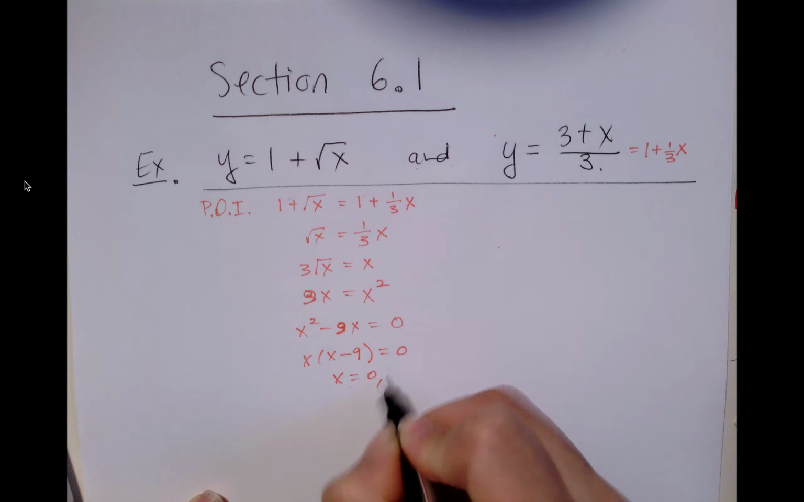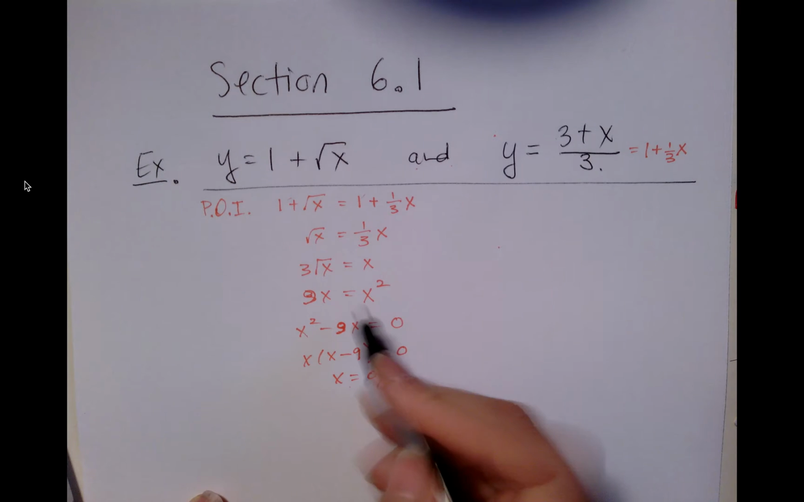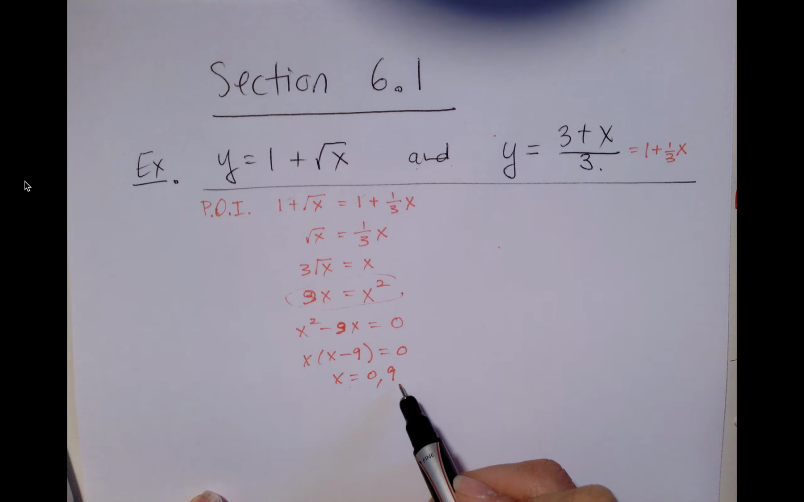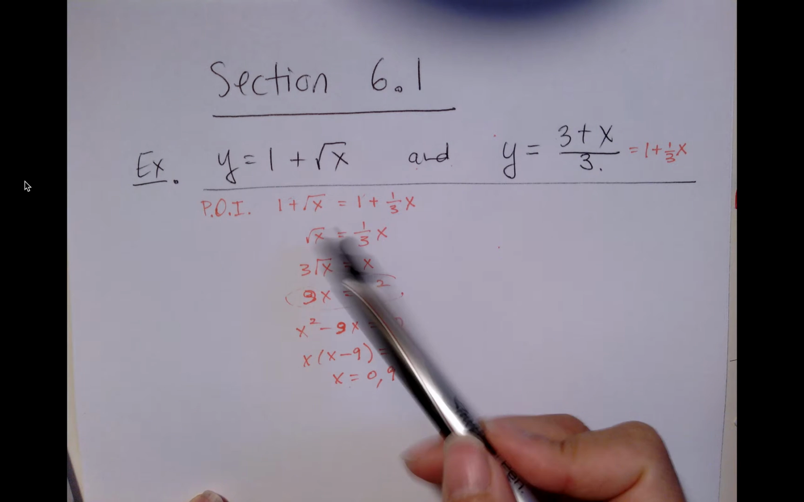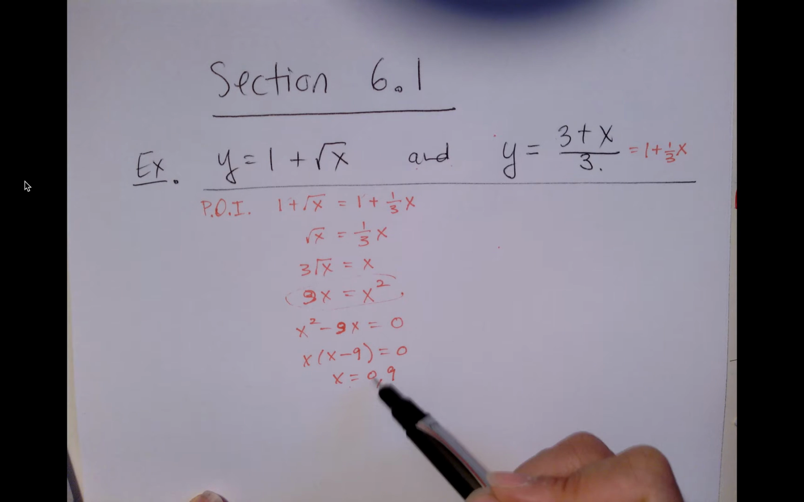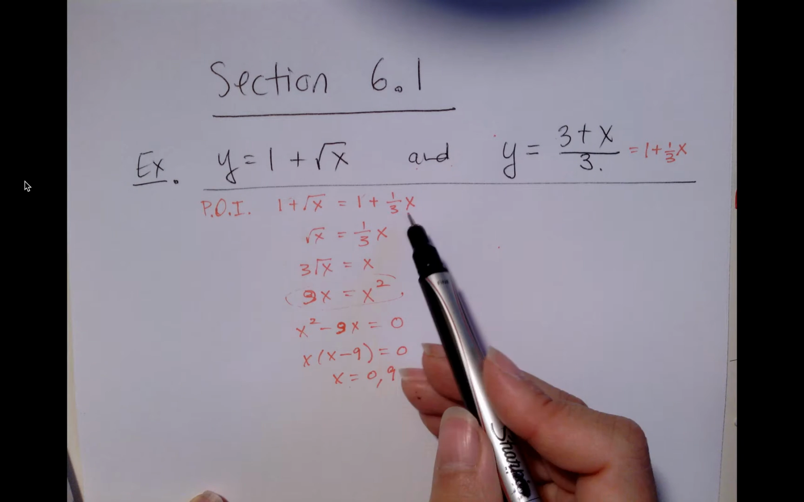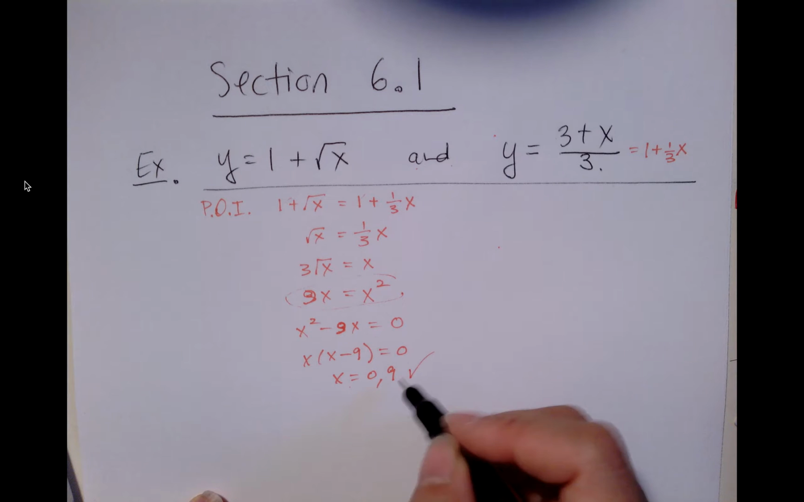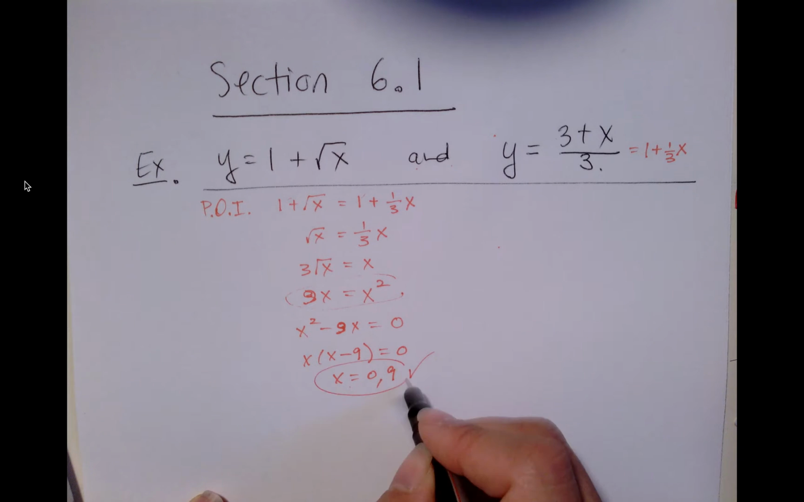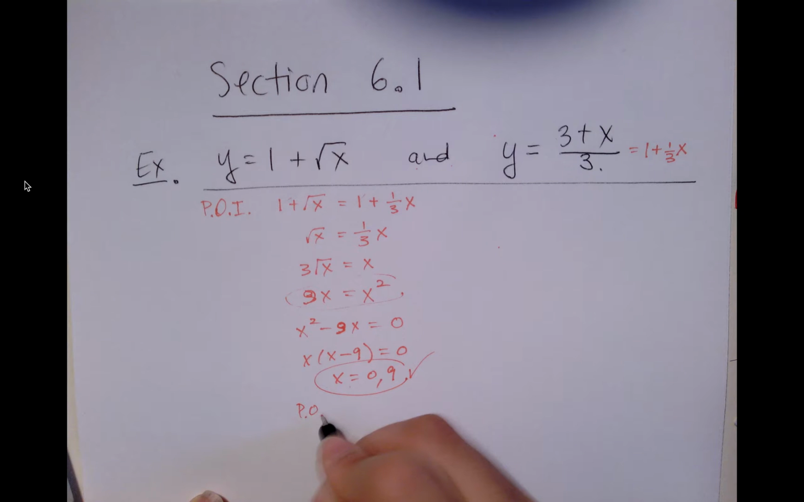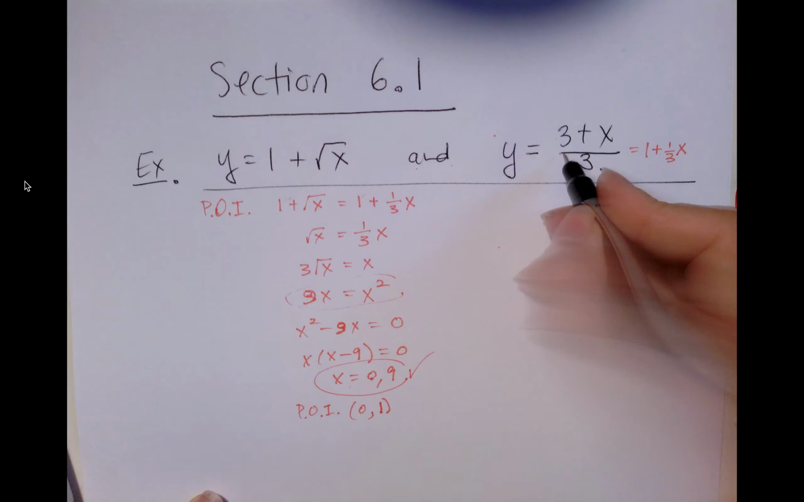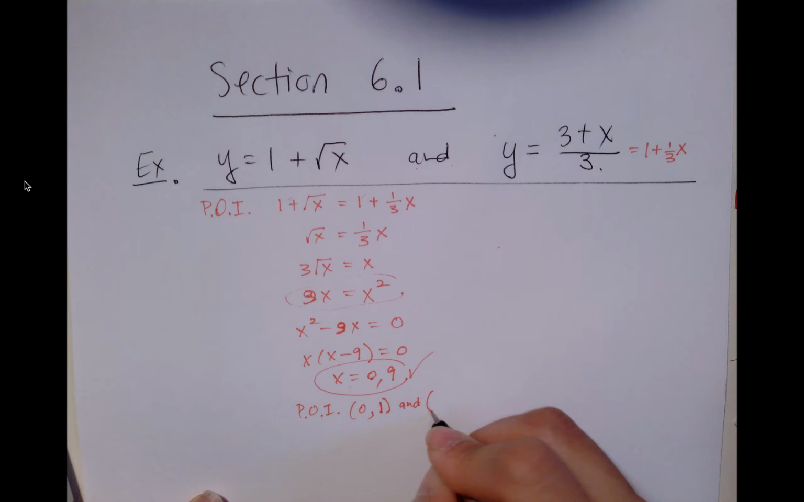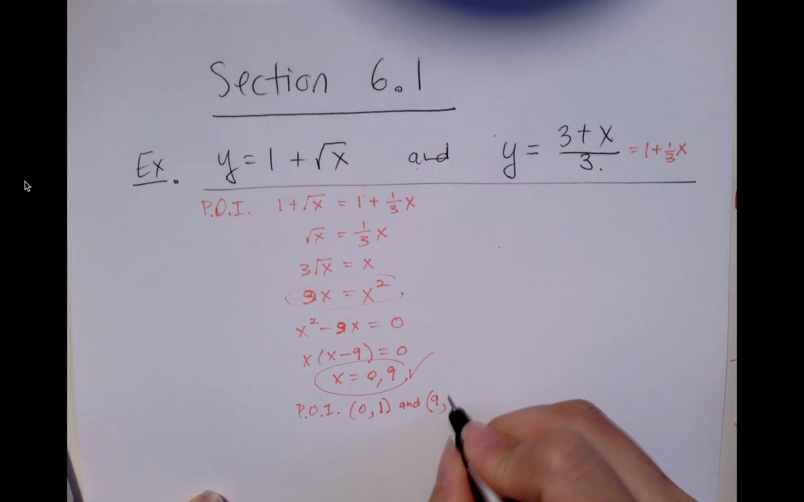And then I'm going to go back and just make sure these actually are solutions because I squared both sides of the equation. And I can see that when x is 0, I get a solution. When x is 9, I also get a solution. So these are going to be the x coordinates of the points of intersection. So the points of intersection will be 0, 1. I get the 1 by plugging into either of these. The other point of intersection is going to be 9, and I'm going to plug 9 into this guy, 4.